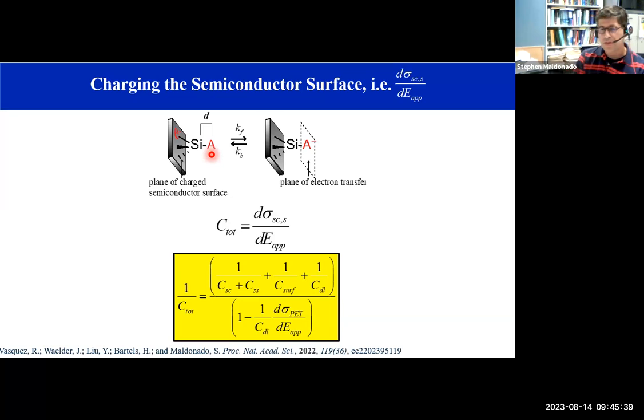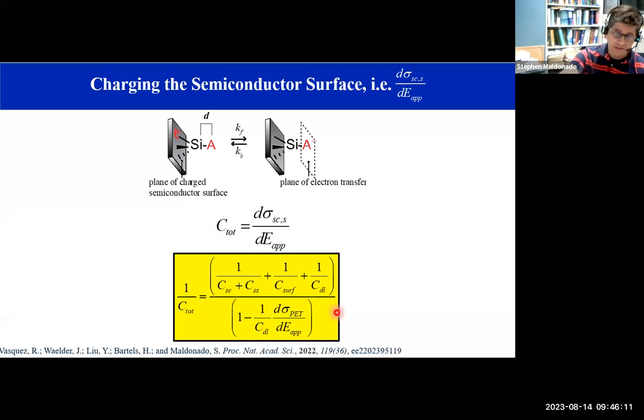However, if you think about molecules sitting on a surface, and that the plane of where the molecules are, or the plane where electron transfer occurs, is also a plane that has charge associated or stored with it. It's possible that the charging of the electrode surface and the charging of that molecular layer are not uncoupled. If they interact with each other, if they affect each other, then the total capacitance that you would measure would be described by this yellow box.